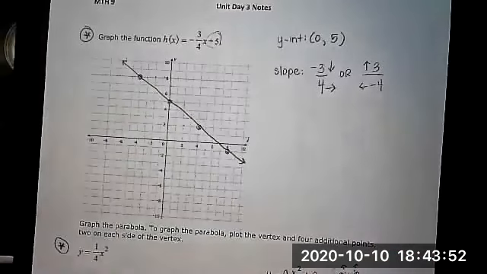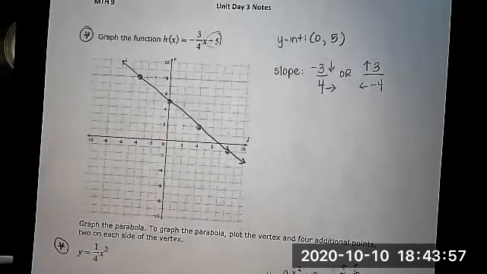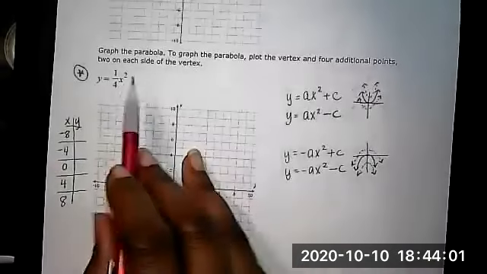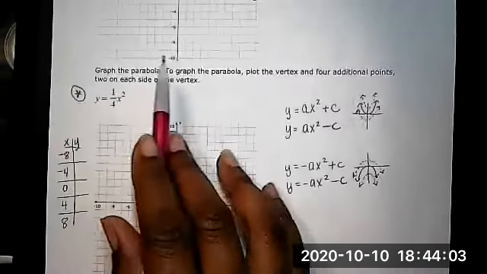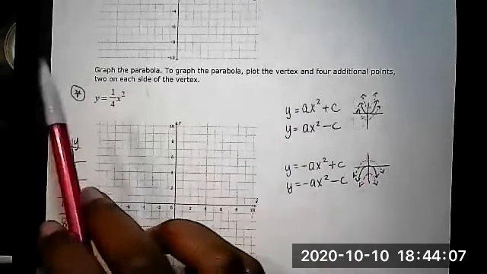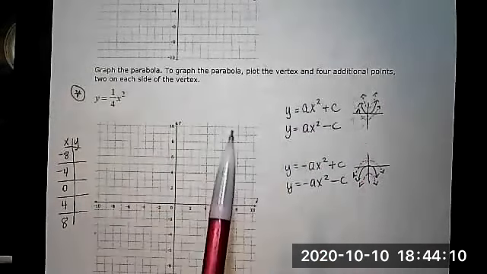Draw a line there. Okay. And that's how you're going to find it. You can find the different points there, depending on how many they ask for. In this case, graph the parabola. To graph the parabola, plot the vertex and 4 additional points, 2 on each side of the vertex.